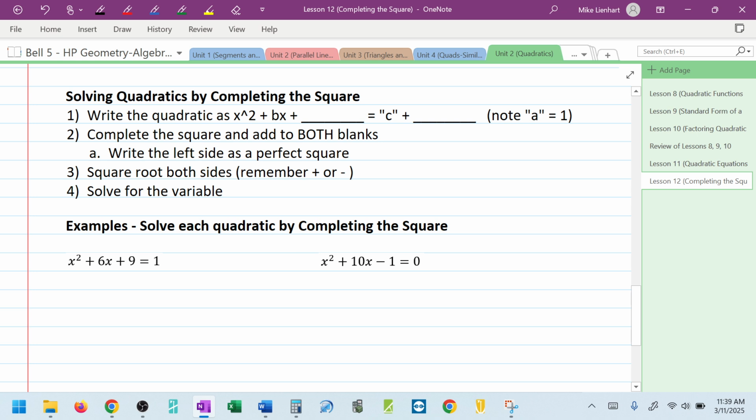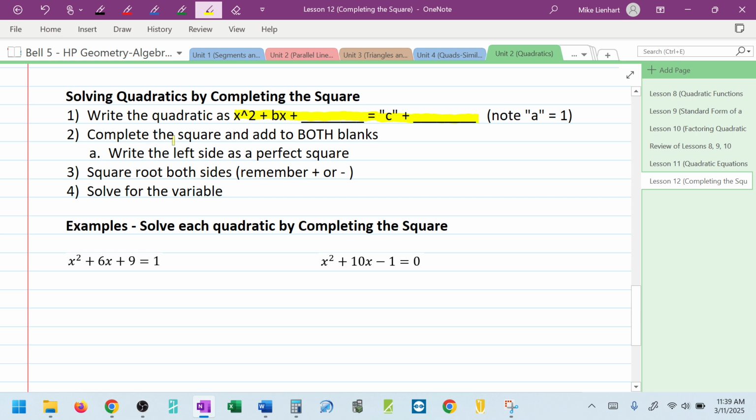So to solve a quadratic by the technique called completing the square, the first thing we want to do is complete the square. So I'm going to write the quadratic as x squared plus bx plus blank. But notice I'm going to take the c and move it to the other side and put a second plus blank. I call this the setup. First thing you got to do is get your quadratic set up. Okay? Again, note a is 1. That allows me to complete the square.